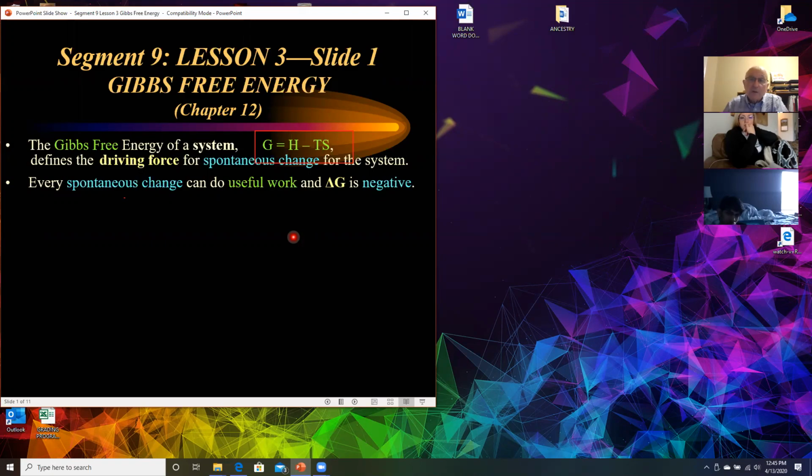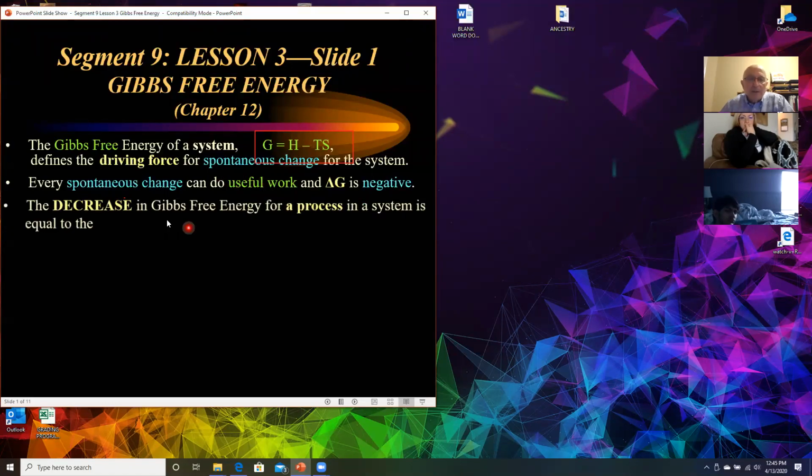Now that PV work is not what we call useful work. That process has to take place no matter what. And so we're looking at work that can be done in excess of that PV work that has to be done. And that's what we mean by useful work. So the decrease in the Gibbs free energy for a process is equal to the maximum amount of useful work that can be done. Now, you remember in experiments, work is defined as minus F times the distance, the force applied.